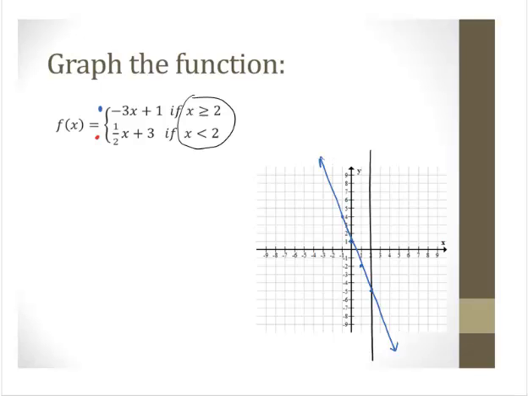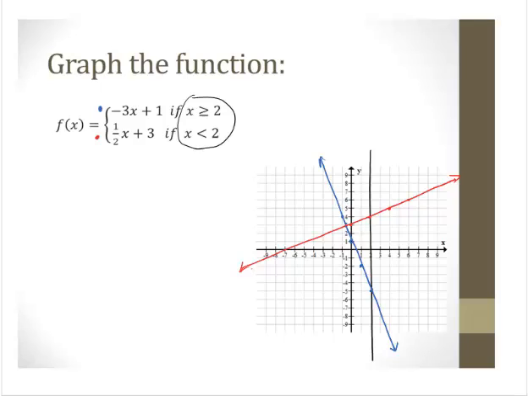And then y equals 1/2 x plus 3 is a line with a y-intercept of 3 and a slope of 1/2. So there's a few points on that line in red, and drawing that line. All right, but that's not the graph of the function. For one thing, we have too many points. This isn't a function because it doesn't pass the vertical line test.